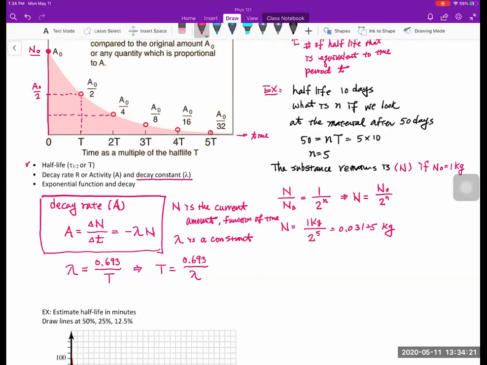Okay, this is called the decay constant. The decay constant. They are all the same unit. There are different units. The T, the half-life, is a year. The lambda is going to be 1 over time. So the unit of the lambda is 1 over time. The T has the unit of time.